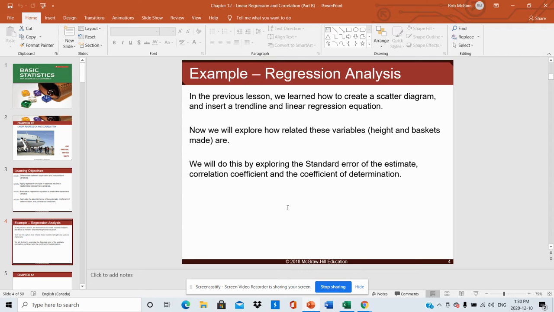So, in the previous lesson, we learned how to create a scatter diagram and insert a trend line and linear regression equation. Now we will explore how related these variables are, for the basketball example, the heights of the players and baskets made. We're going to do that by exploring the standard error of the estimate, correlation coefficient, and the coefficient of determination.